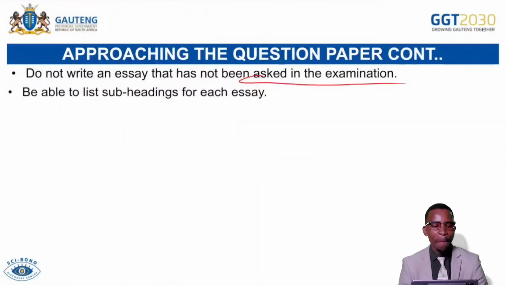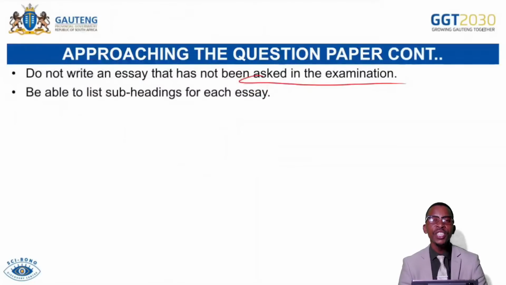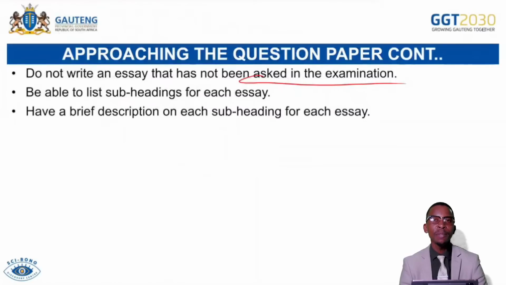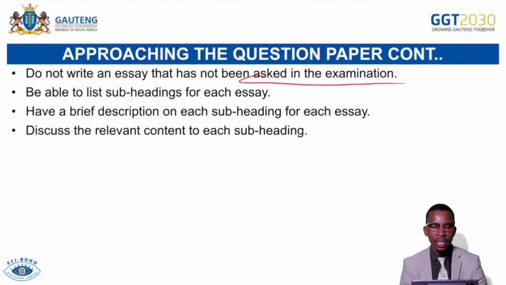And then also be able to list subheadings for each essay. Ensure that you can list subheadings, because should you fail to list subheadings, you will be giving us paragraphs, which will result in you losing the lower order 8 marks for listing. Have a brief description of each subheading for each essay. If you have a subheading that you have listed, be able to give a description so that we can get some marks in there. And then also discuss the relevant content to each subheading. Do not take the content for the particular heading and throw it somewhere. Ensure that you are relevant, because if you become irrelevant, it will be marked wrong.